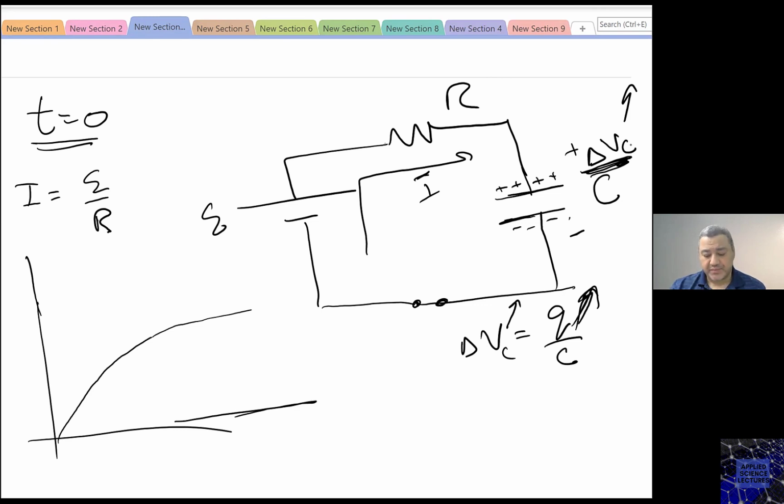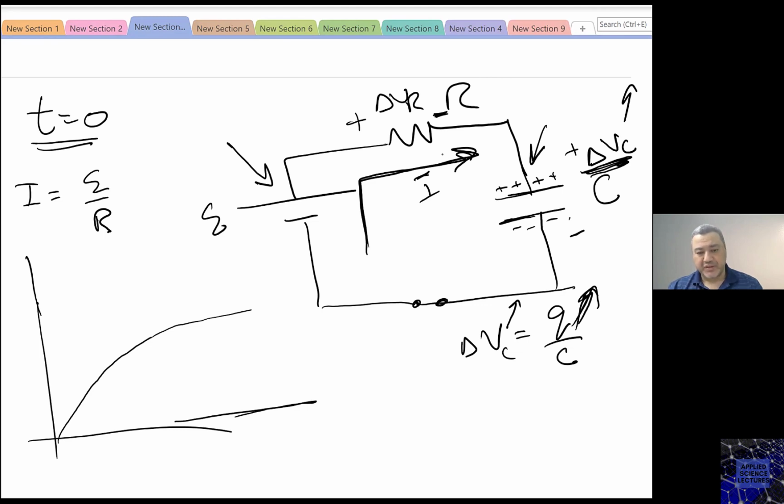As long as I have a potential difference across this resistor, then there is a current flowing. Or I can say this: as long as the potential at this point is different than the potential at this point, I have a potential difference across the resistor, and then I have a current.